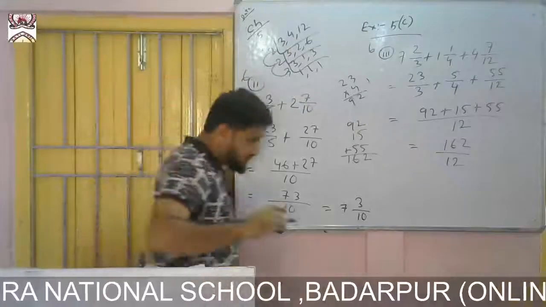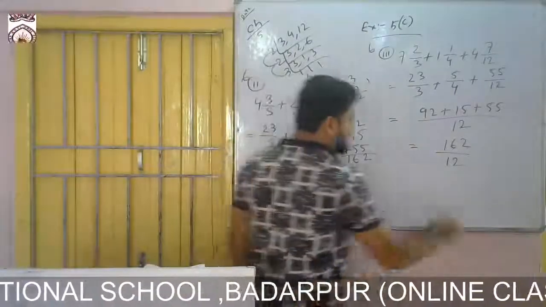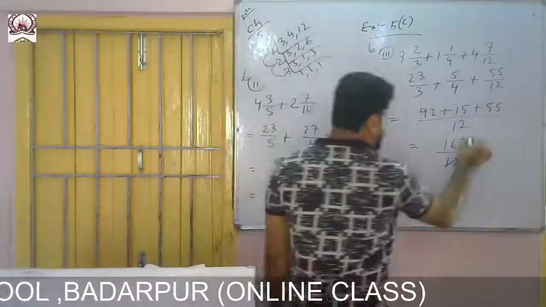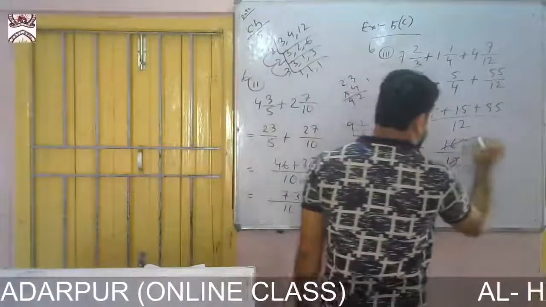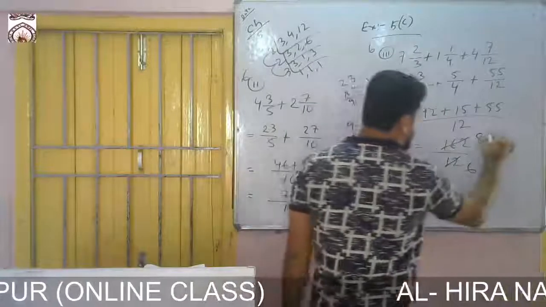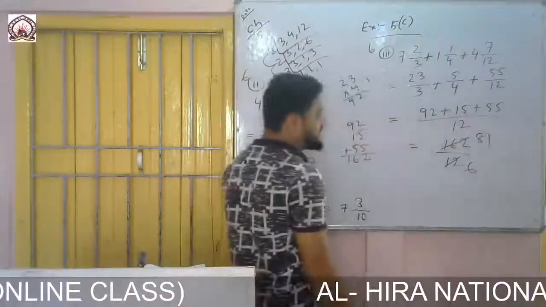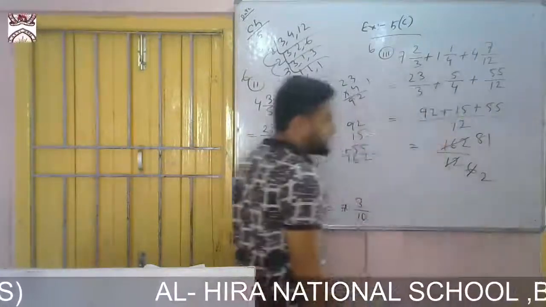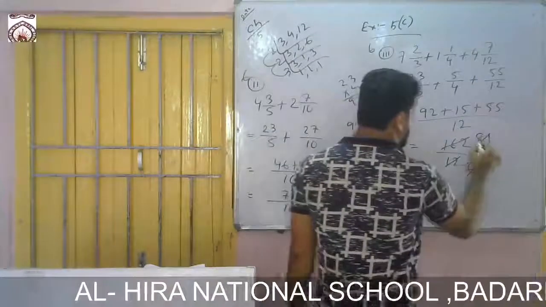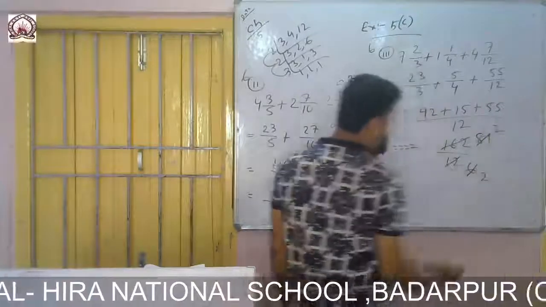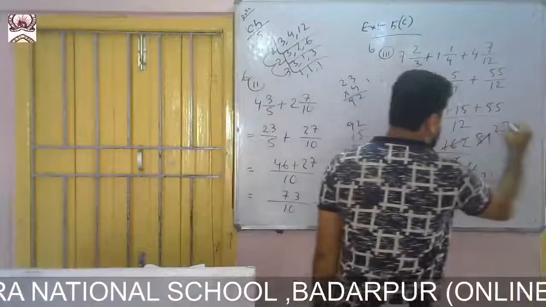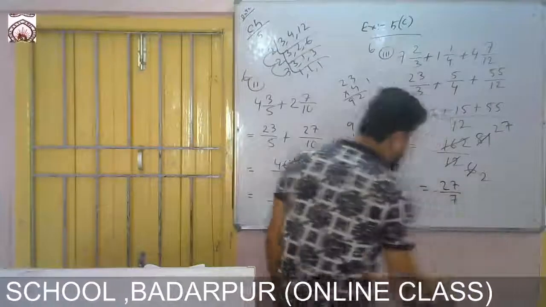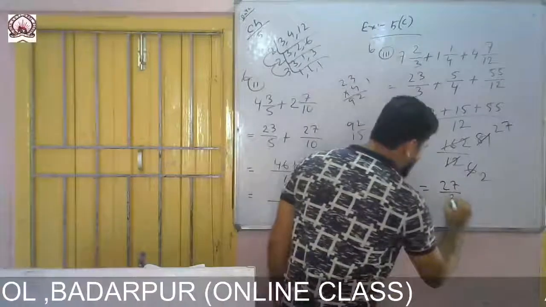Okay, so here you see if we cancel with 2, then 6 2s are 12, and if we cancel with this one 2, then 8 2s are 16, 2 1s are 2. Now we can cancel with this one, with 3: 3 2s are 6 and 3 1s are 3, 3 2s are 6, 7 8, 3 7s are 21. So it is coming 27 by 2.